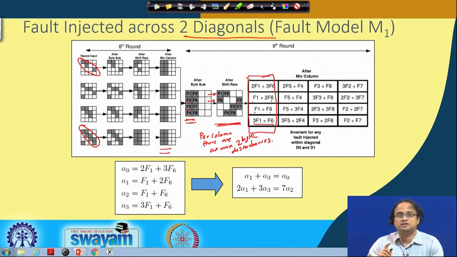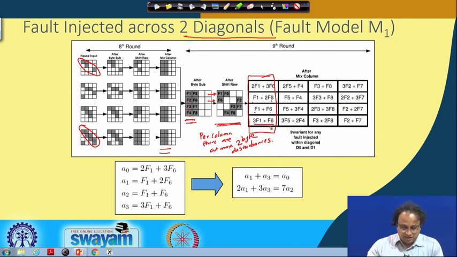What is the similarity? In the previous case the column had 8 bits of entropy because there was only 1 byte, or 1 independent variable. If you guess that, then the remaining column gets fixed. In this case you have got 2 bytes which are independent. For example, f1 and f6 are independent. The moment you guess f1 and f6, this particular column gets fixed. So that means there are 16 bits of entropy.